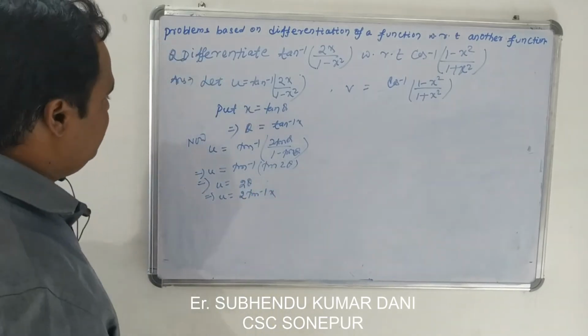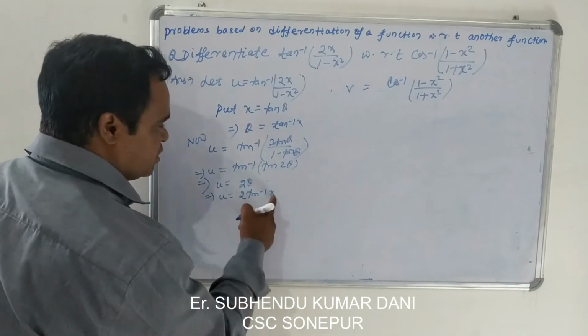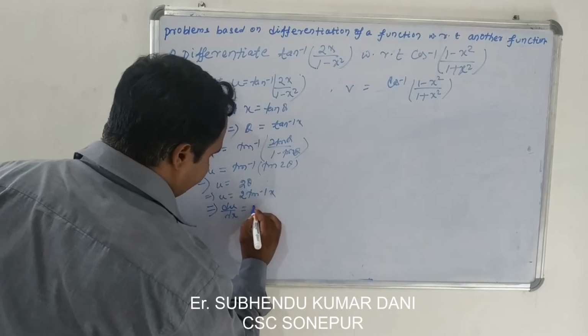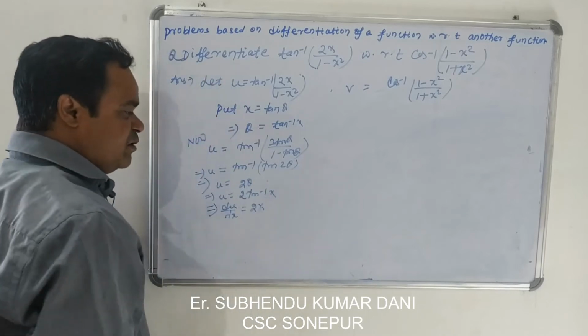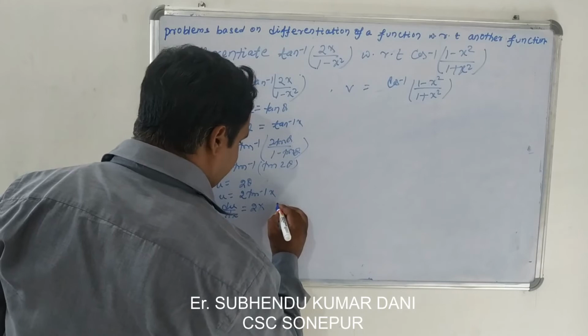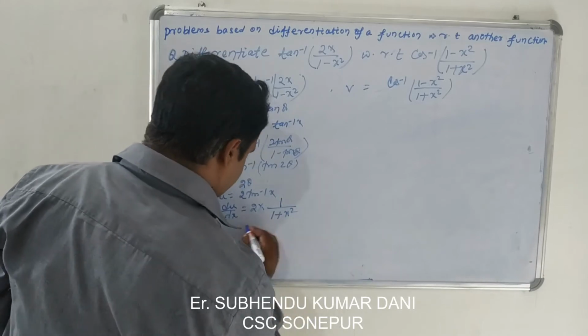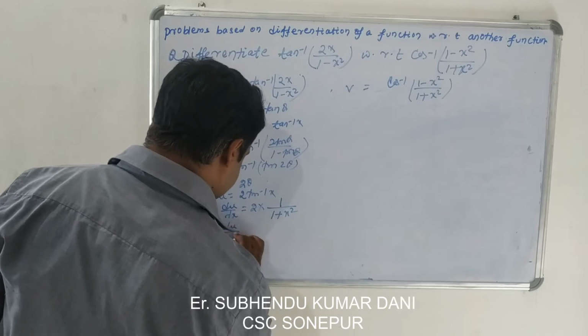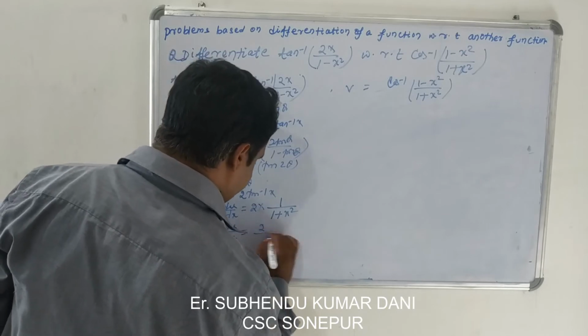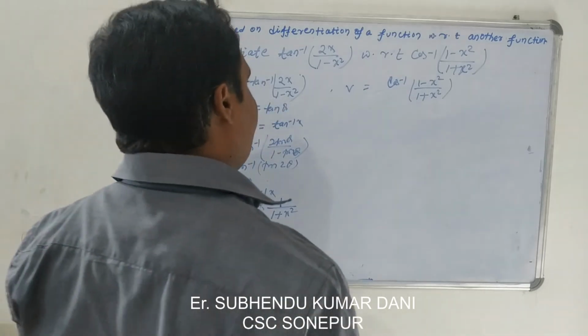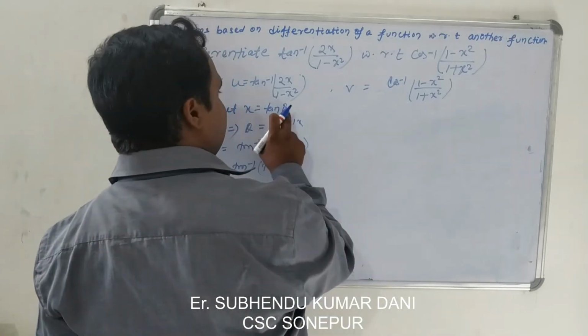Again, here u is a function of x, so du by dx: 2 is a constant factor, and the derivative of tan inverse of x equals 1 by 1 plus x square. So your value is du by dx equals 2 divided by 1 plus x square. Similarly, in this way, we take x equal to tan theta here now.